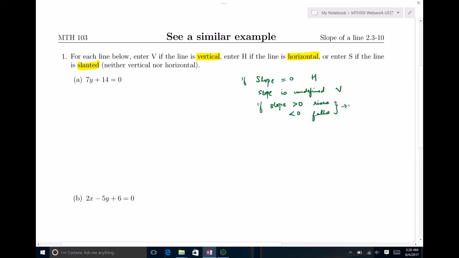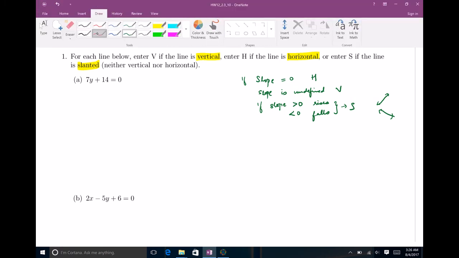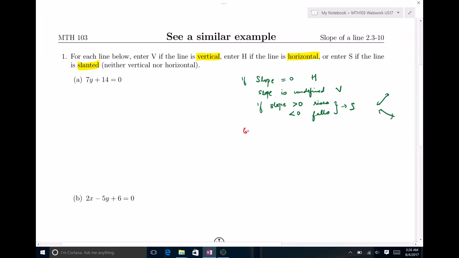But in both of these cases, the line looks either like this when it rises or like this when it falls. So in both of these cases, the line is slanted. So in order to find out the answer to this question, we really need to find out the slope. How do you find the slope given an equation?